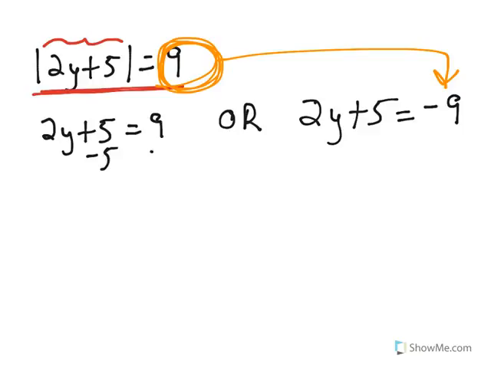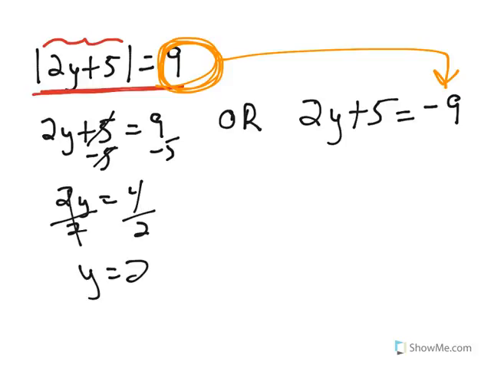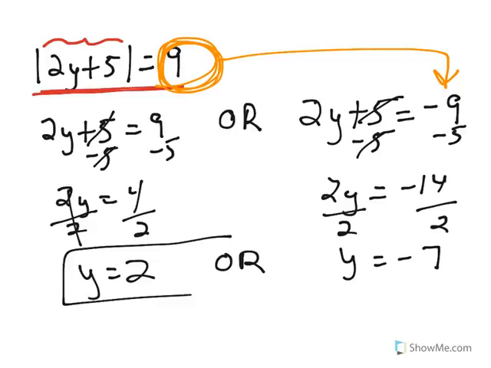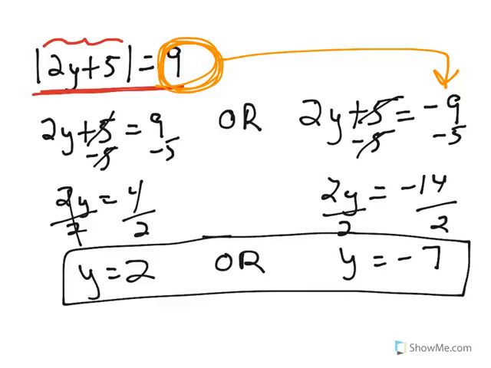So subtract 5, 2y equals 4, divide by 2, y equals 2. On the other one, subtract 5, 2y equals negative 14, divide by 2, y equals negative 7. So we have 2 answers, y equals 2 or y equals negative 7.